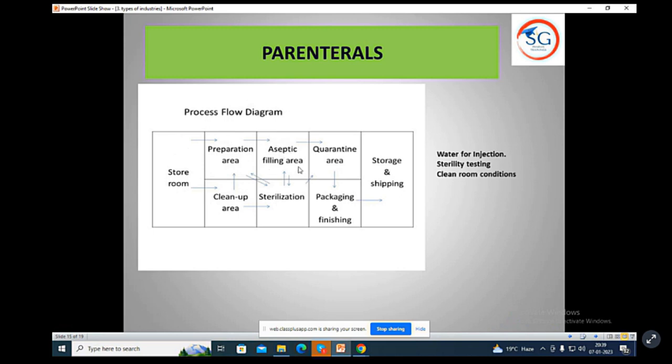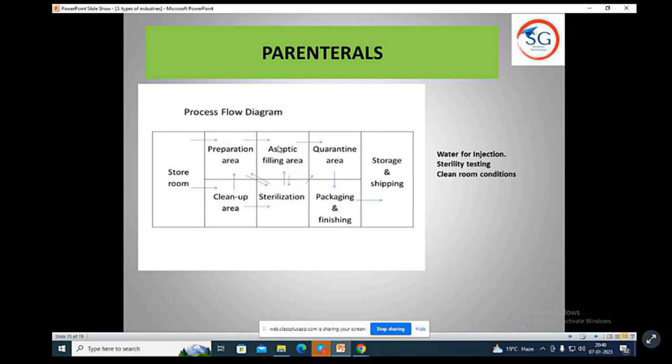This filling area again should be sterilized and cleaned, and regular sterilization of the areas should be done. In this area, filling will be done into the vials or ampules. Before and after manufacturing also, the area should be made sterile so that there is no microorganism. Because if there is a microorganism in the room, it will also enter into the vials or ampules of the product, and it will be completely contaminated and unfit for use.